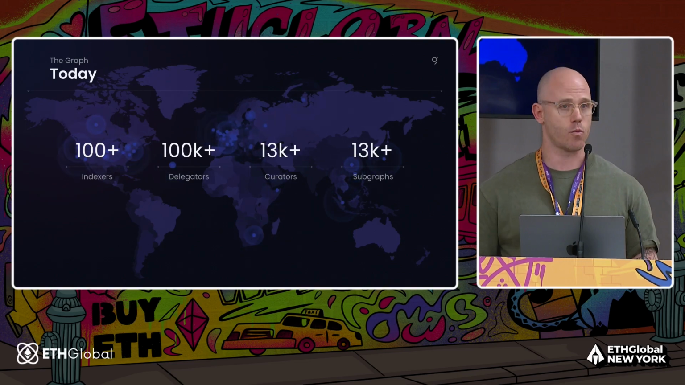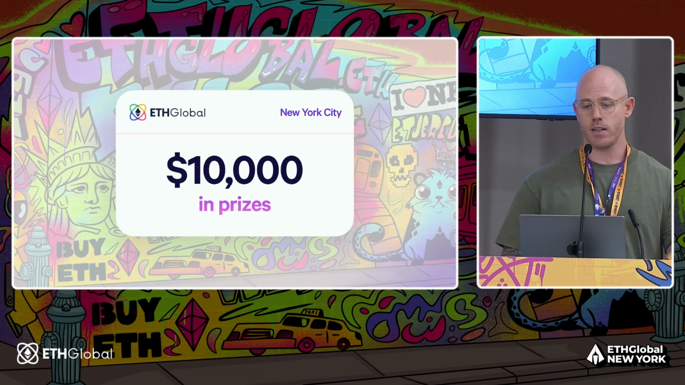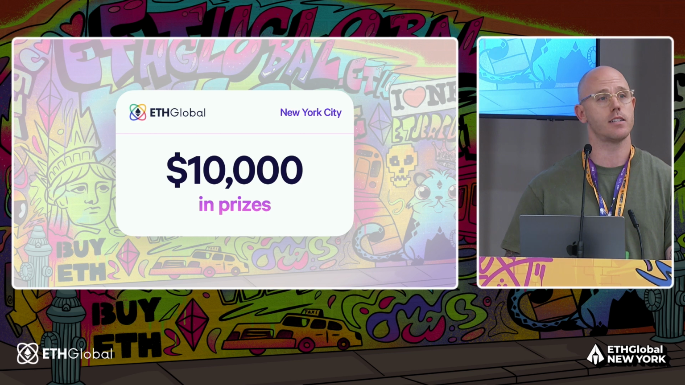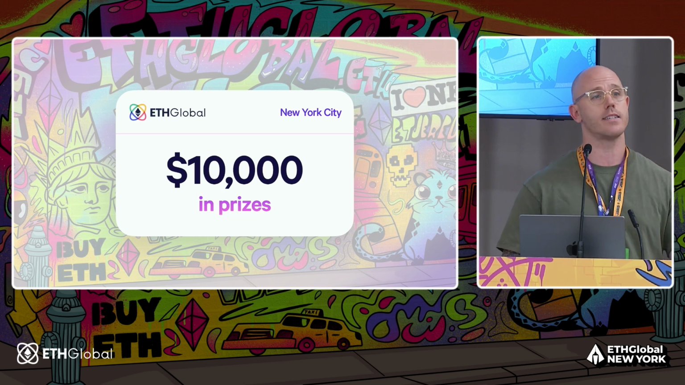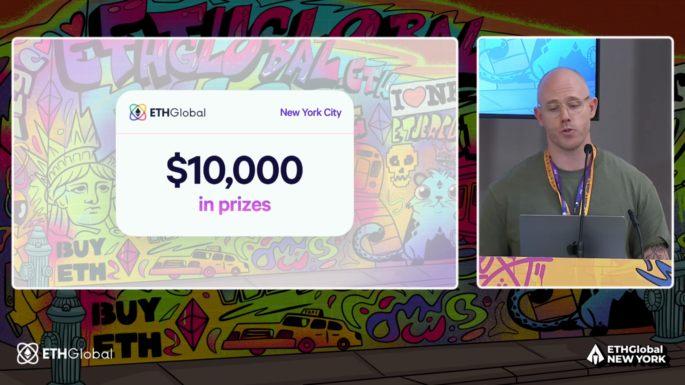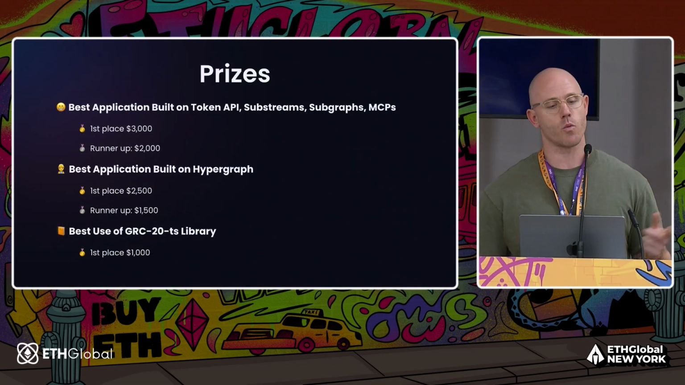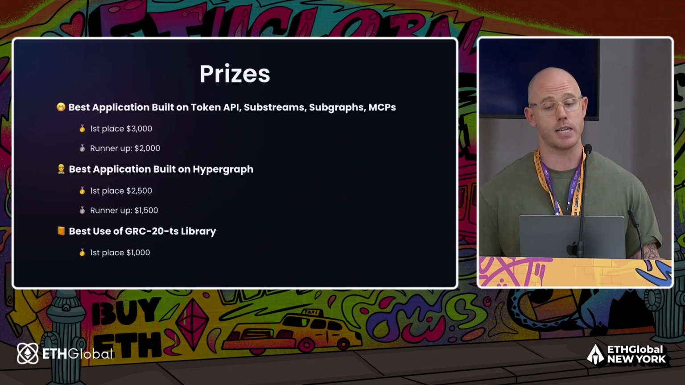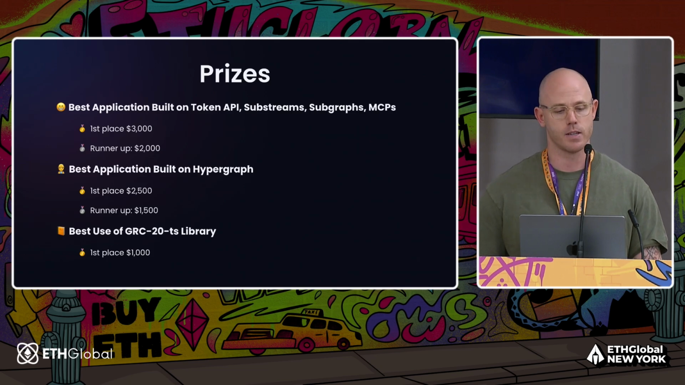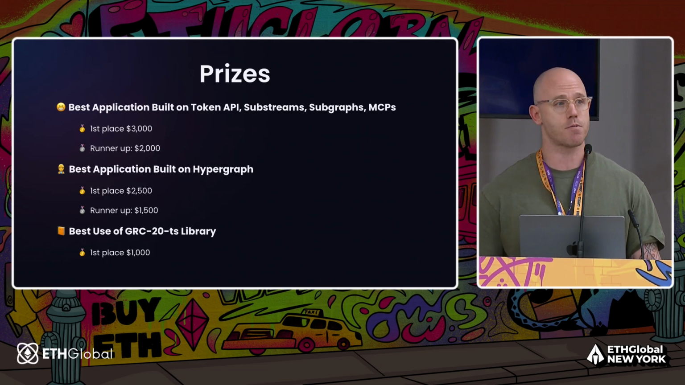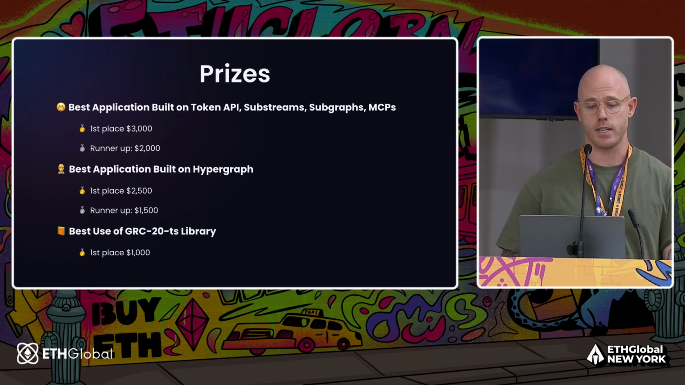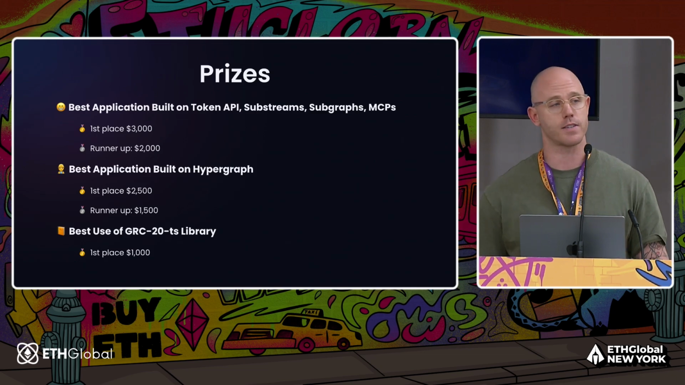and querying network. So today we're offering $10,000 in prizes, and we're going to go into all the different ways that if you are hacking, you're able to win some of these prizes today. Here are the different prize tracks. The first one, best application built on Token API, Substreams, Subgraphs, and our MCPs. There's $3,000 for first prize, $2,000 for second. Best application built on Hypergraph. That's what we're talking about today. First prize is $2,500, and second prize is $1.5K.